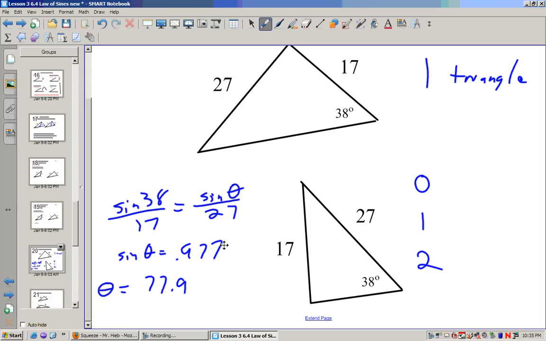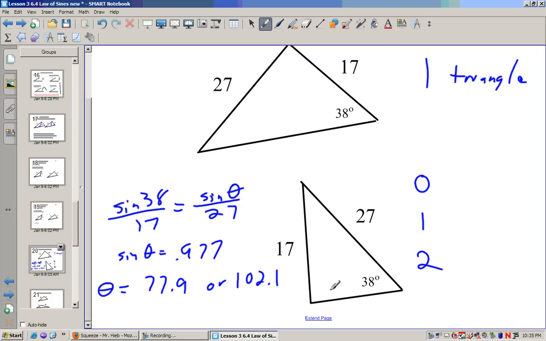Now if I take 180 minus that answer, I get 102.1. Now, are both of these possible in this situation? We're looking at this angle down here, and it looks like it's probably acute, but if this is not drawn to scale, maybe it could be either one of those.